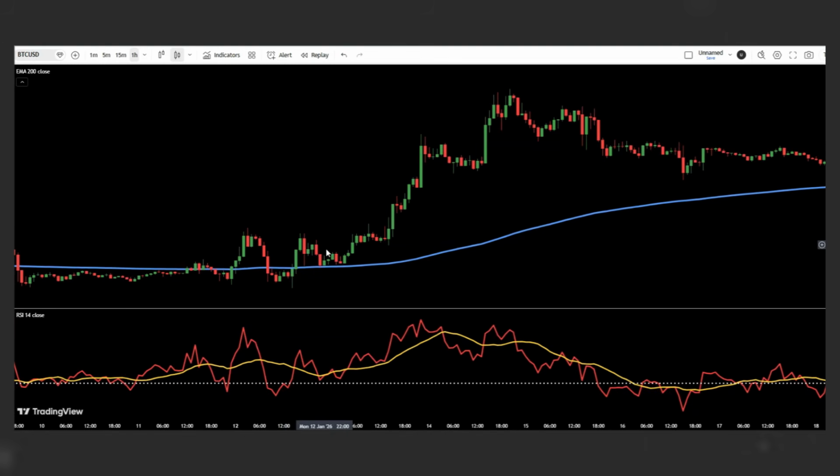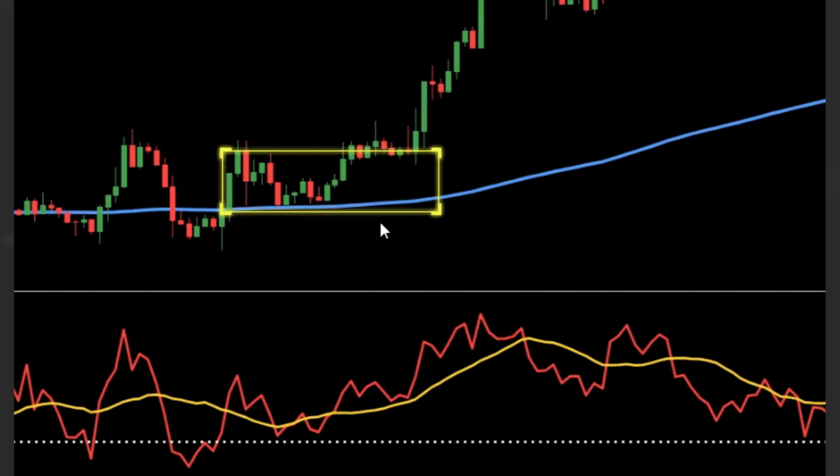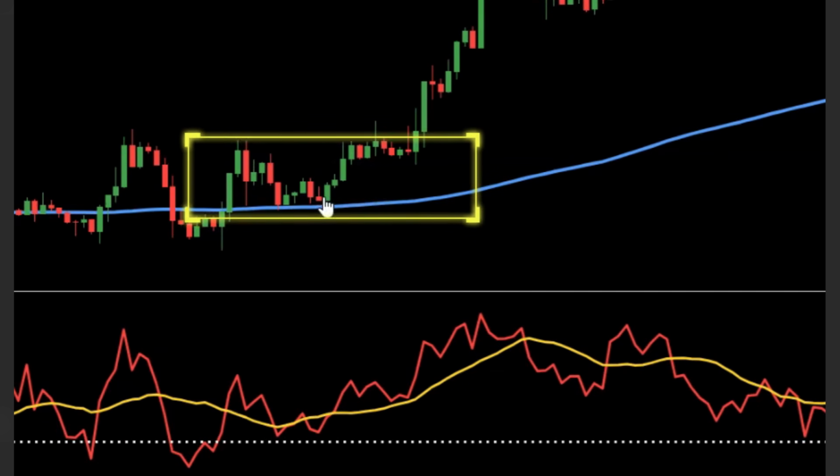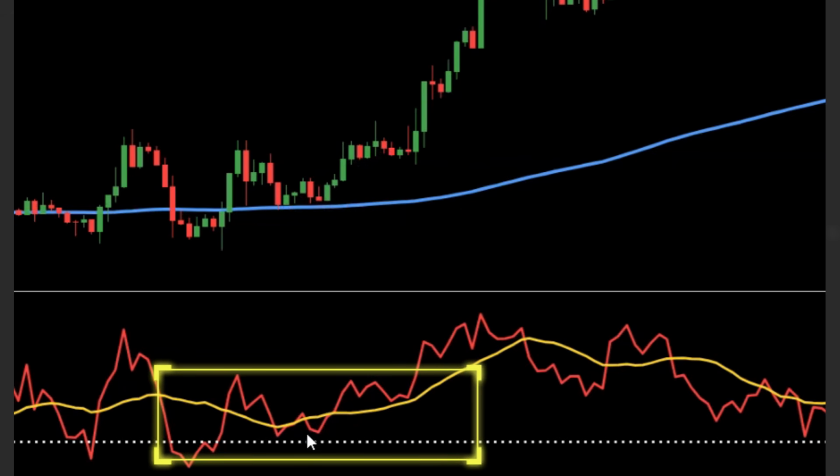Buy setup. The first thing we check is the EMA 200. If the price is trading above EMA 200, the market is in a long-term bullish trend. This means we only look for buying opportunities. Next, look at RSI. The RSI must be above the 50 level. This confirms that the bullish momentum is active.